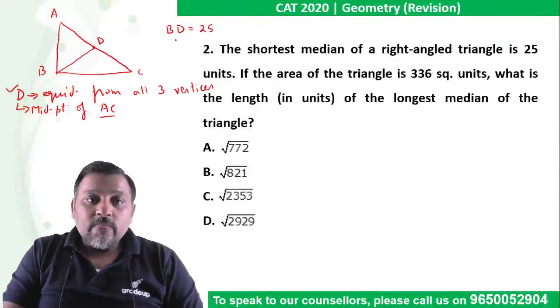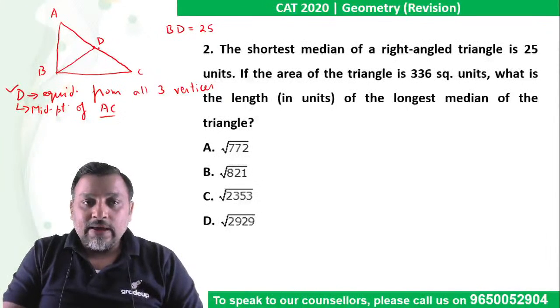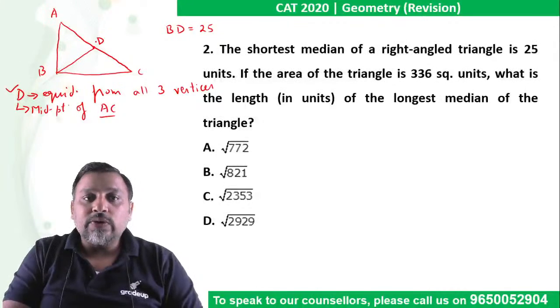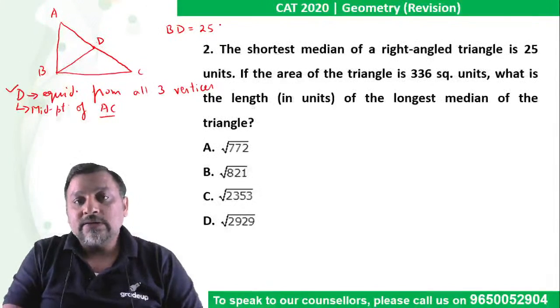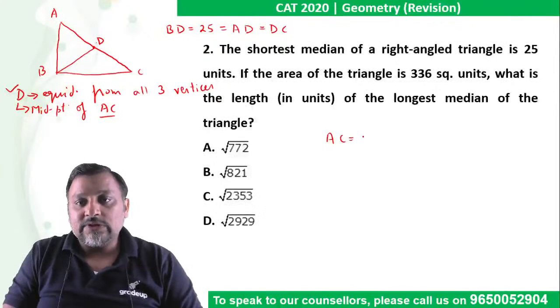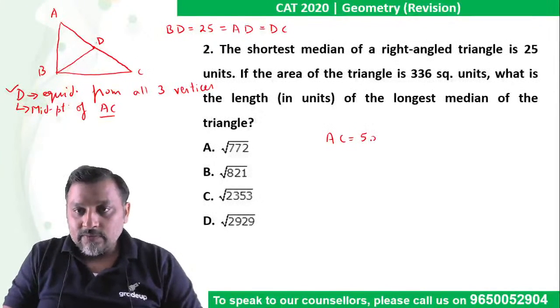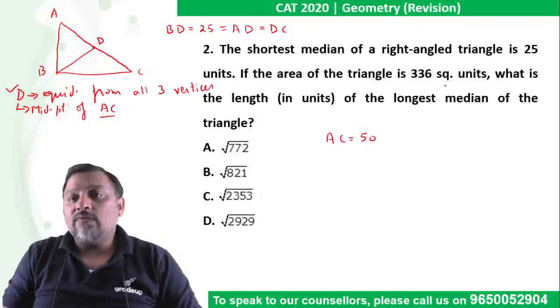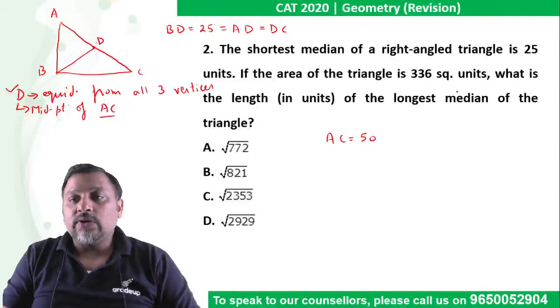So if we know BD is 25 and it is equidistant from all three vertices, that means AD is 25 as well as DC. So this means AD is also 25 as well as DC. So from here I'll get the value of AC, which is 50. Okay. We know the area of the triangle. This is given to be 336.